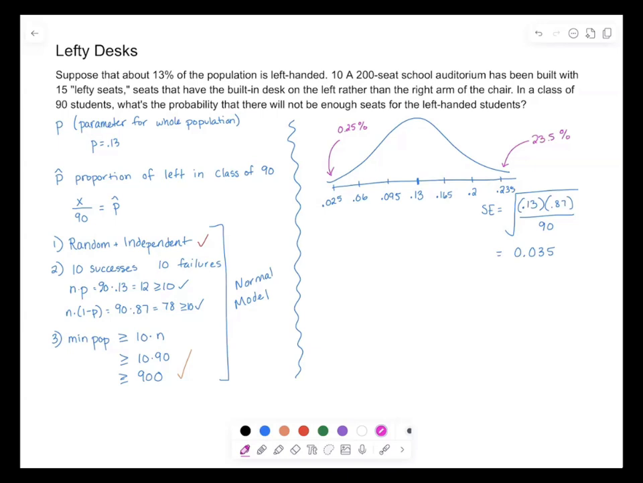So it's going to be somewhere between maybe 1 or 0 all the way up to close to a quarter of my students are lefties. And all of those are reasonable.